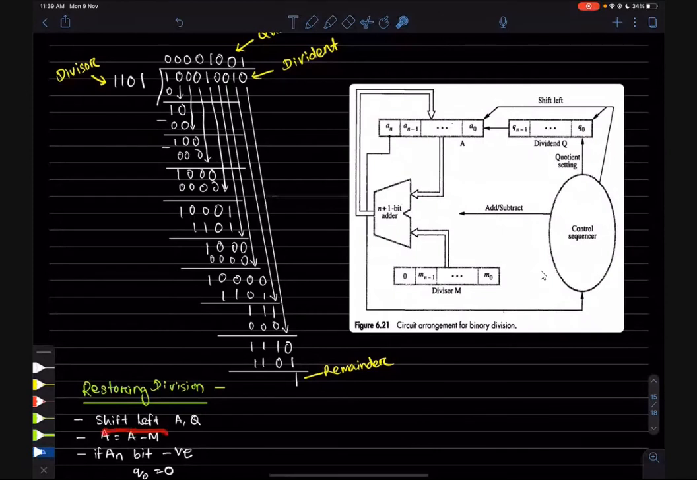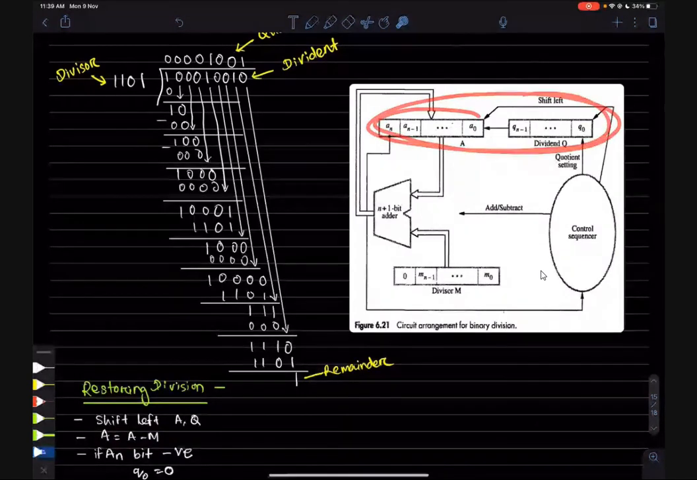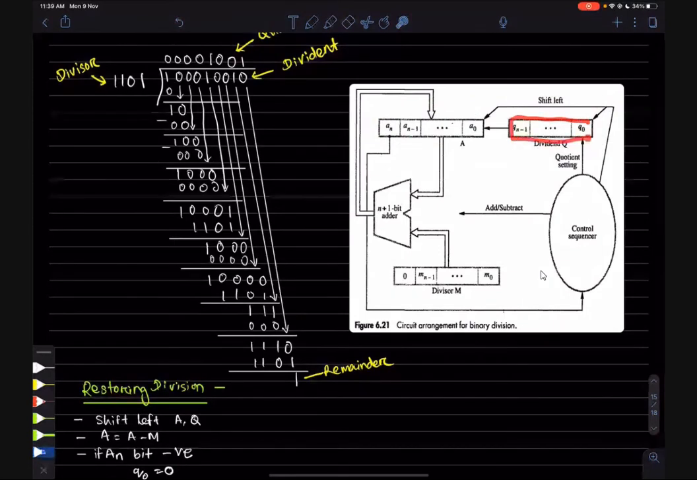Then do the minus operation, A minus M. Okay, shift left A and Q. Whenever you shift left, what is inside this register? Dividend. What is the first bit? 1. In this example the first bit is 1. So 1 will go here.